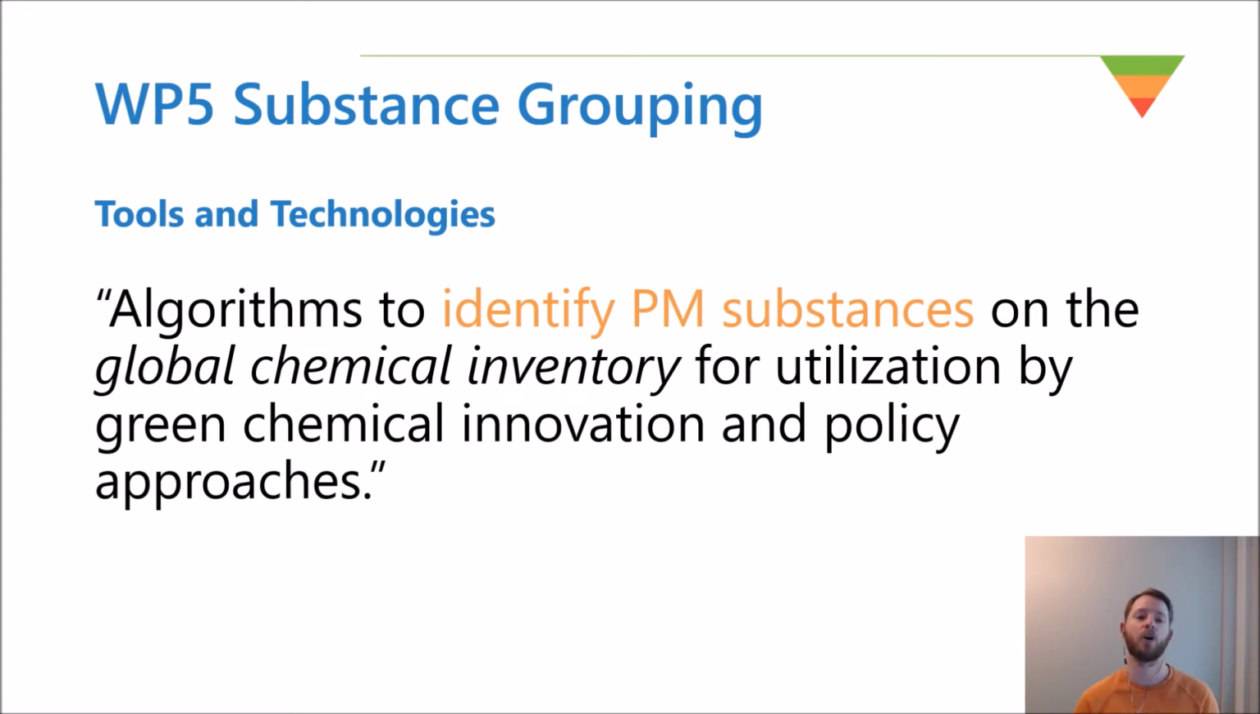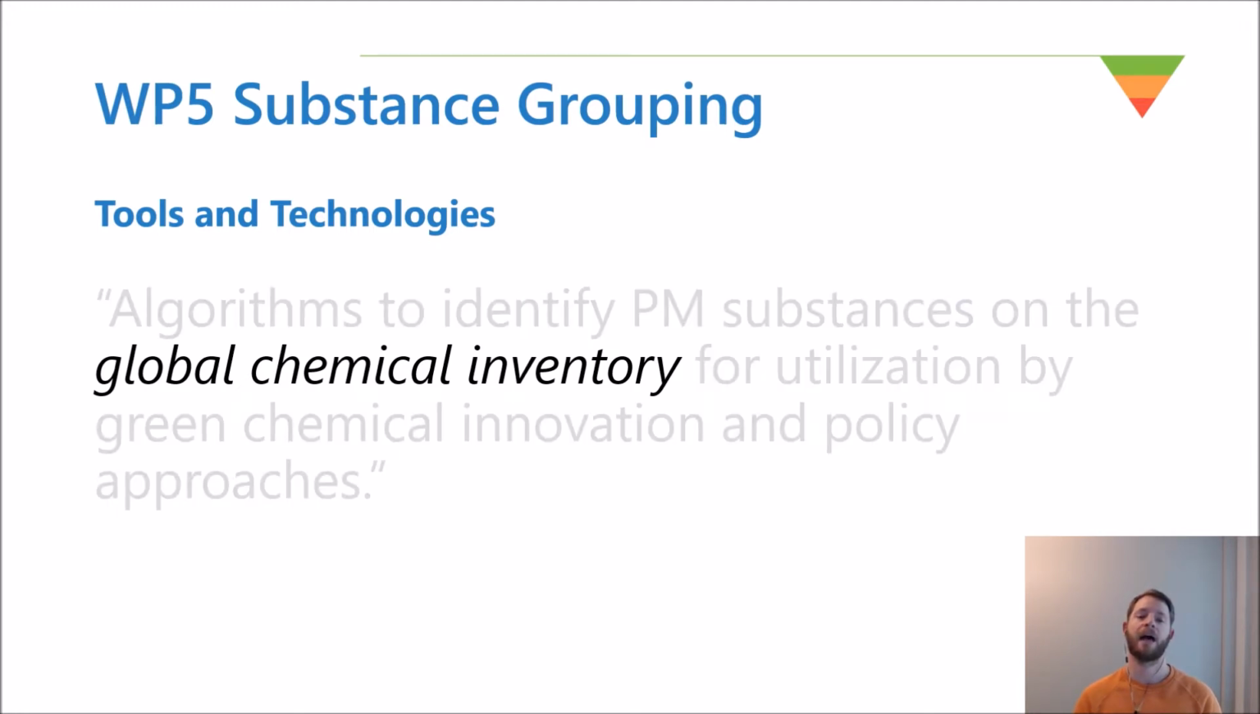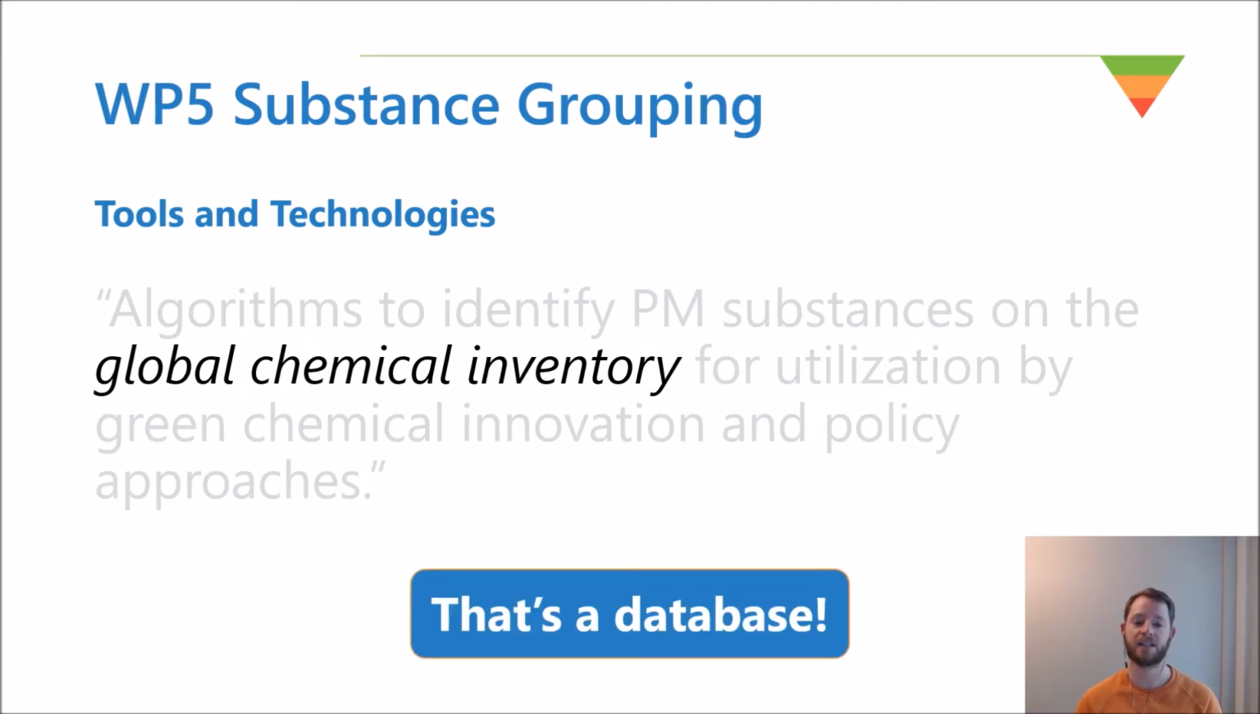In the tools and technologies that we are using in work package 5, we stated that we'll use algorithms to identify PM substances on the global chemical inventory for utilization by green chemical innovation and policy approaches. And a global chemical inventory, which is sort of the key word here, is something where when we think about it, we can see that yes, this is actually a database, and this is where the ZeroPM database of work package 5 will start.